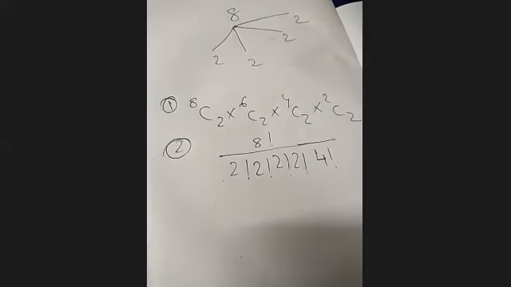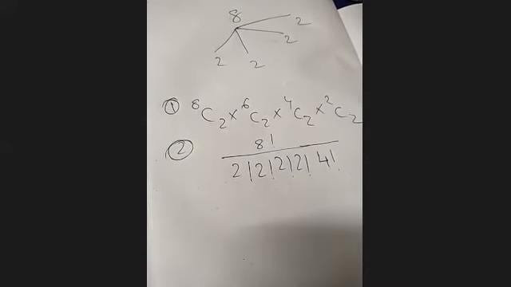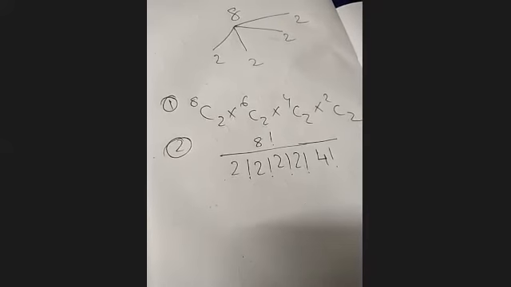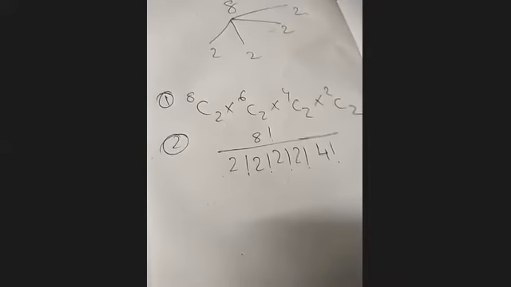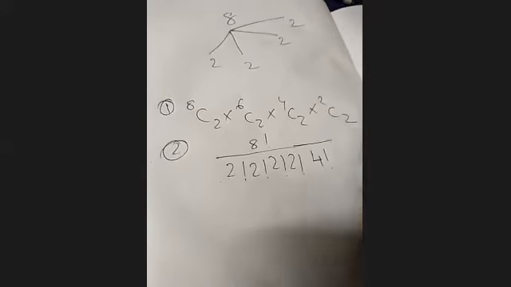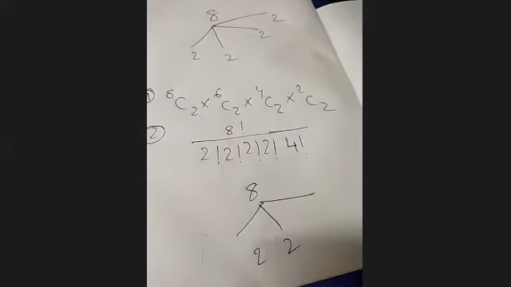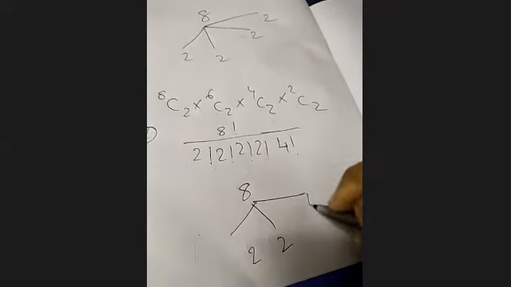Why 4 factorial? Because there are four pairs of division, four equal divisions occurring here, right? Yes. Now take the same thing. There are 8 chocolates. The division is 2, 2, 4 and 4.